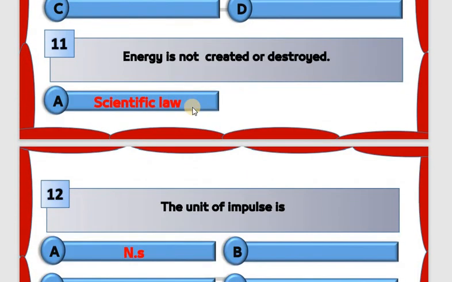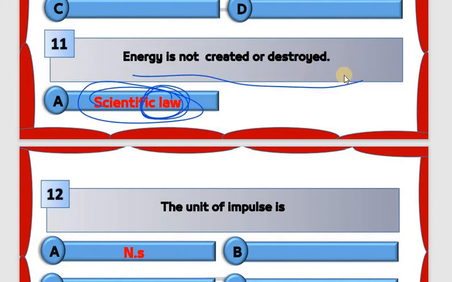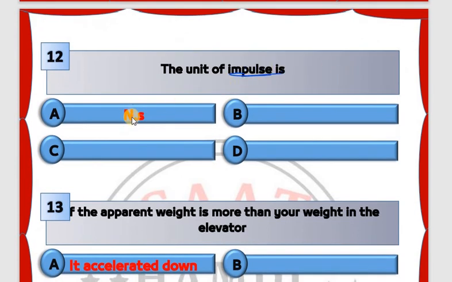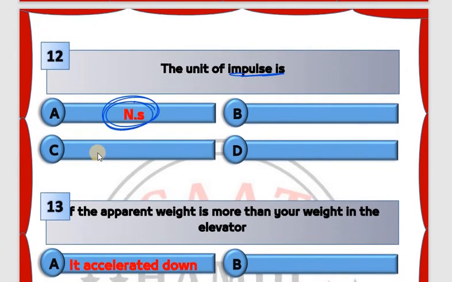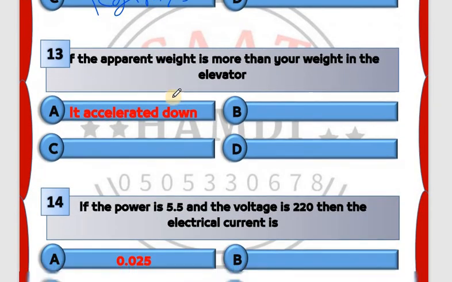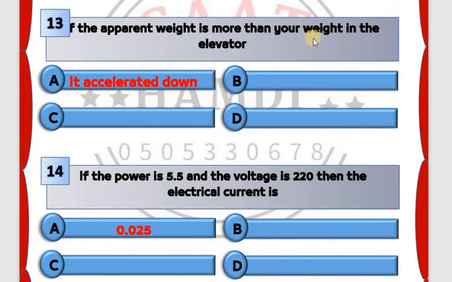Energy can't be created or destroyed, but transforms from one form to another form. This is a scientific law. The unit of impulse is Newton second, also kilogram meter per second. Unit of impulse, N.s.